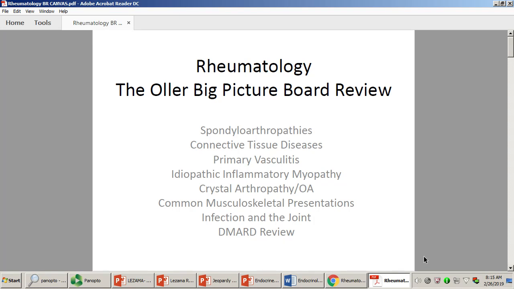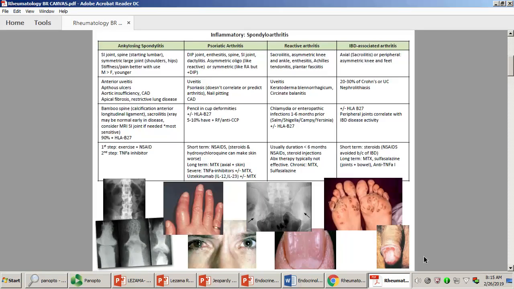All right, so let's get started. We have a lot to cover in an hour and 45 minutes, unfortunately. So we'll start off with the spondyloarthropathies. Can anybody tell me some basic features of the 4 spondyloarthropathies?